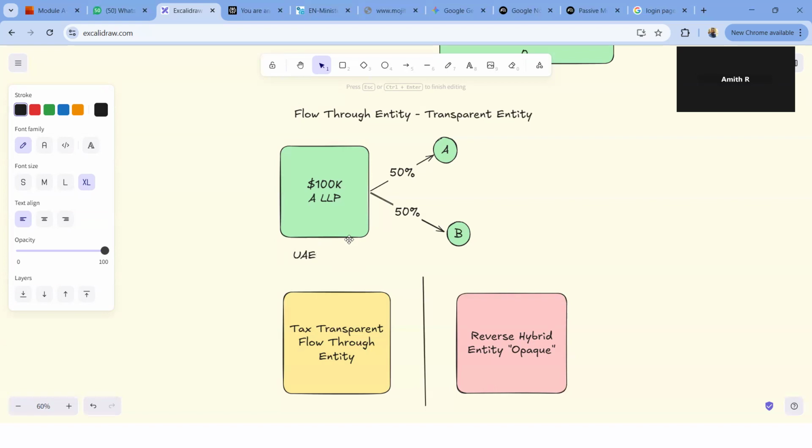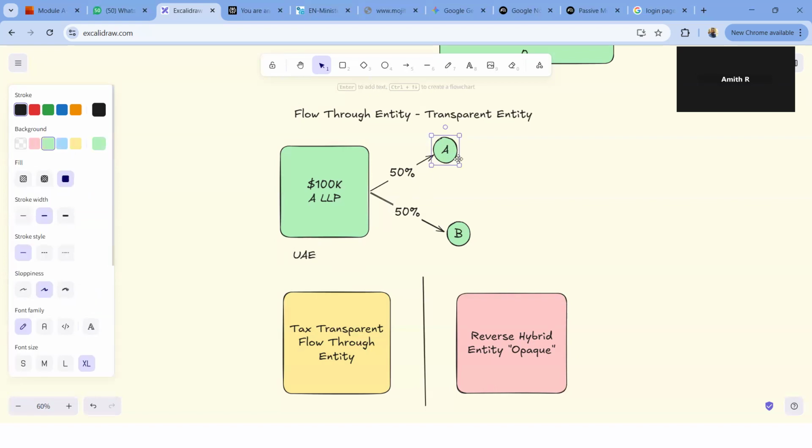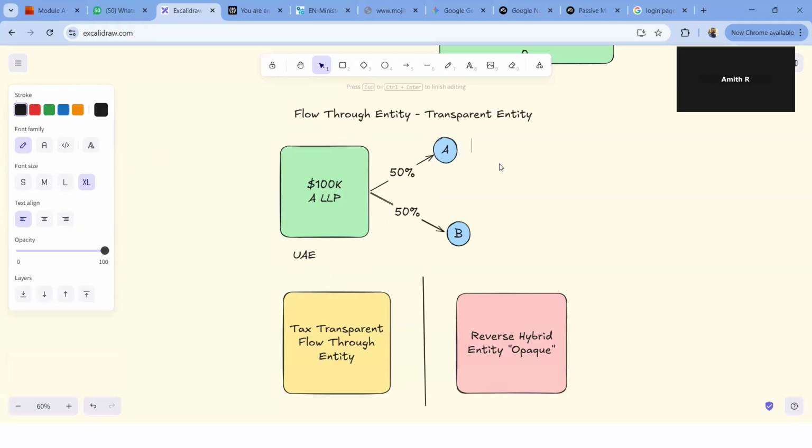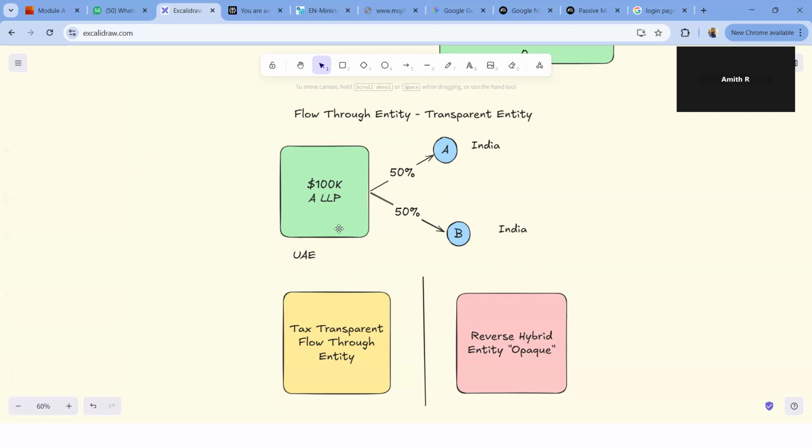Okay, flow through entity is in UAE, and these guys are in... So this guy, let's say that both are in the same jurisdiction. So this guy is in India, or both of them are in India. Okay, and this is a transparent entity registered in UAE. Now, UAE treats this entity as transparent, but does India treat this entity as transparent?